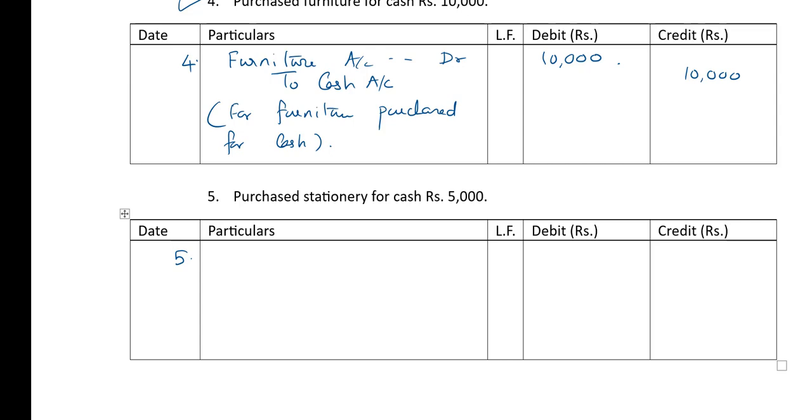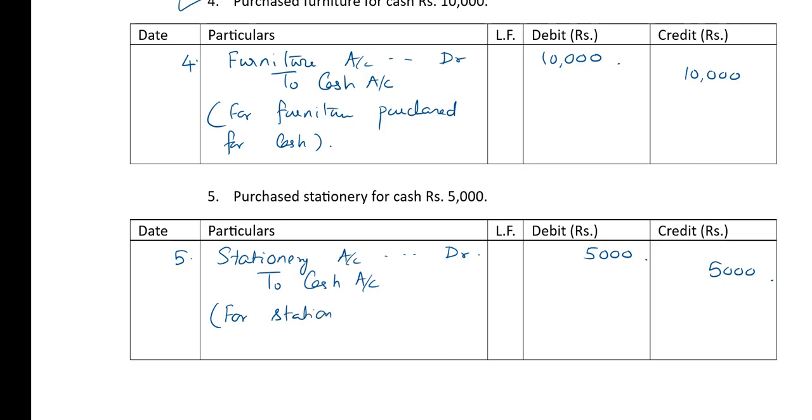The first account involved, stationery account, is an asset account. There is an increase in stationery, so we need to debit stationery account with 5,000 rupees. Cash is an asset. Cash is going out, so there's a decrease in cash asset. So we need to credit cash account with 5,000 rupees, for stationery purchased.